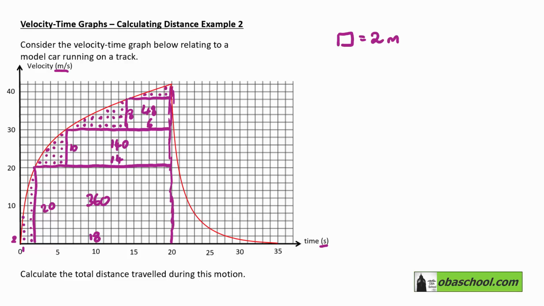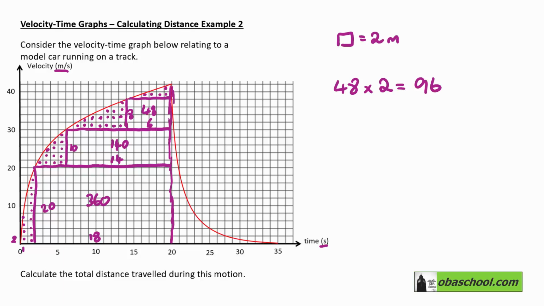So how many dots did I put in? 1, 2, 3, and so on up to 48. So 48 squares, each one is counted as 2, and that makes 96.